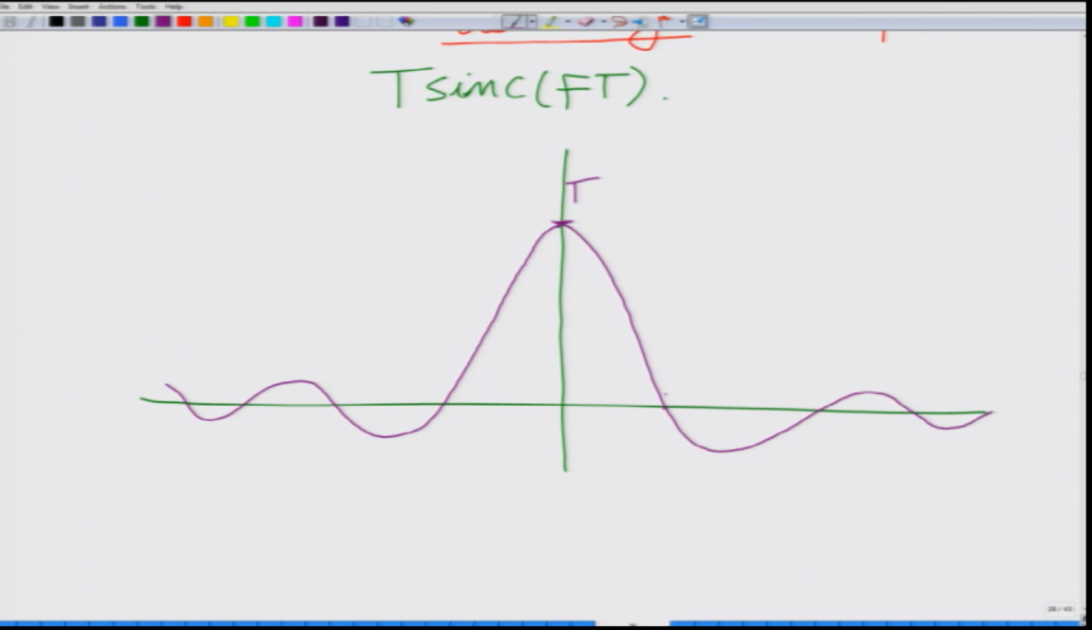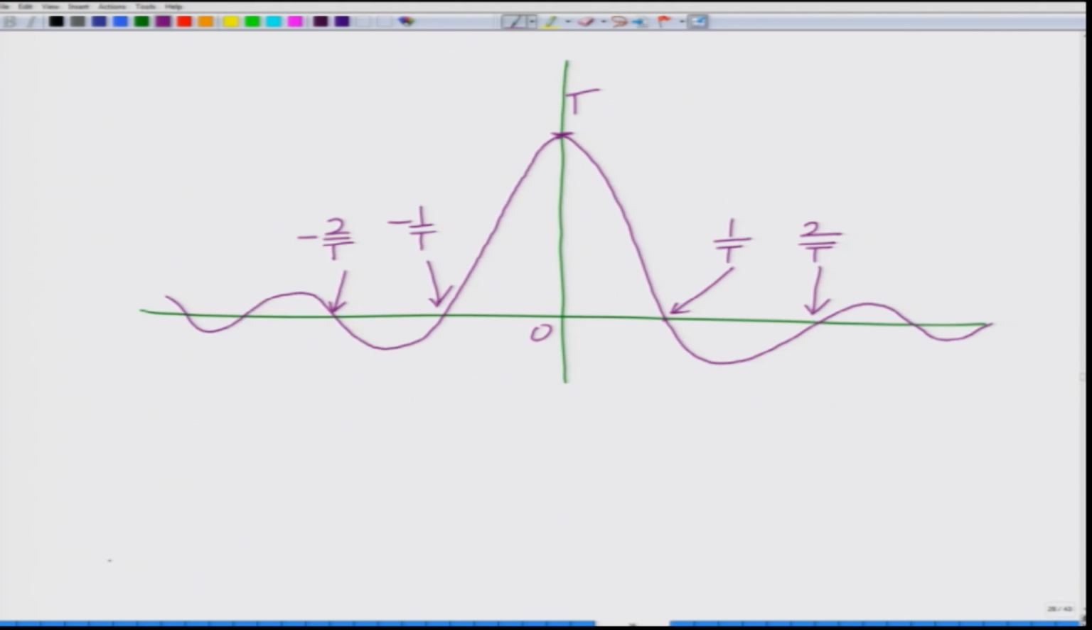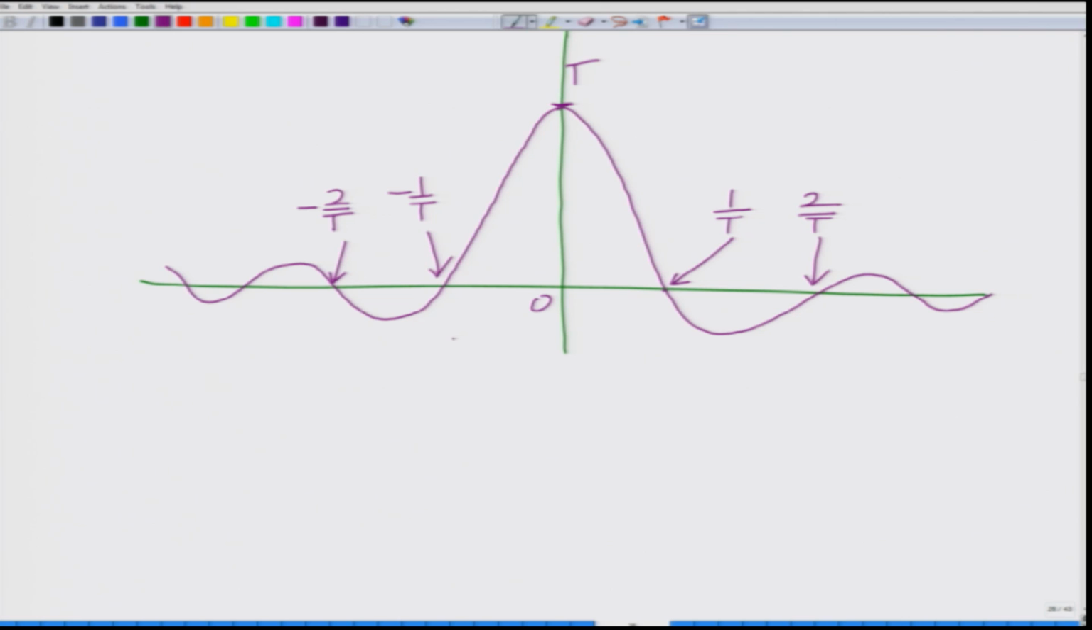And here it is T, this is 0, and these points where it is 0 are integer multiples of 1 over T. So, this is 1 over T, 2 over T, the first null on the negative axis is minus 1 over T, minus 2 over T. If you look at this sinc function, it has a decaying envelope, and the null to null bandwidth will be minus 1 by T to 1 over T.